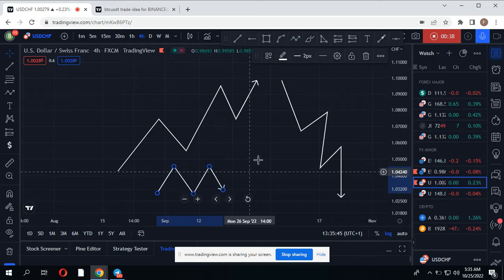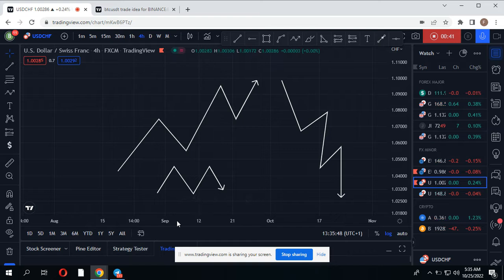You can get another market, which is a choppy market, and it has no direction. So these are the kinds of markets.